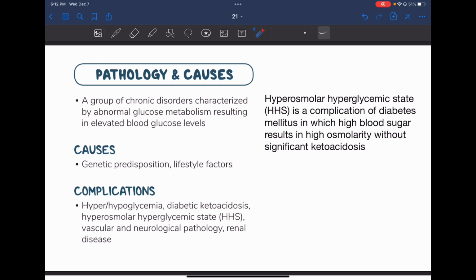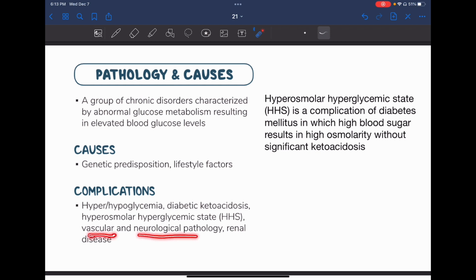Hyperglycemic state, or HHS. What is it? It's a complication of diabetes, as you can see here, in which the high blood sugar results in high osmolarity in your blood. But the point is, it's not related to ketoacidosis. So when you are in the HHS, you don't have ketoacidosis, but you have high osmolarity in the blood because a lot of sugar is in your blood.